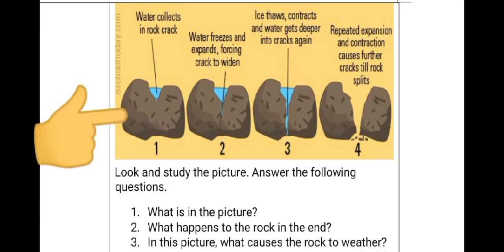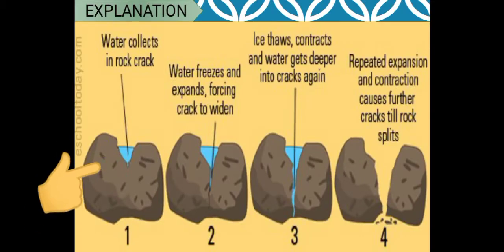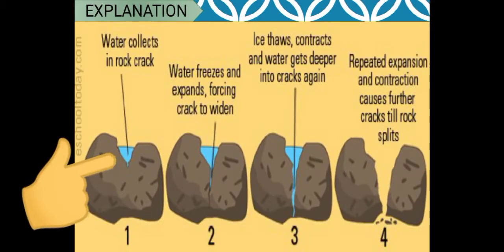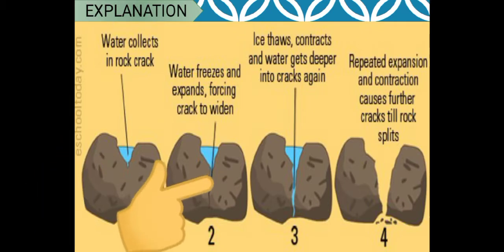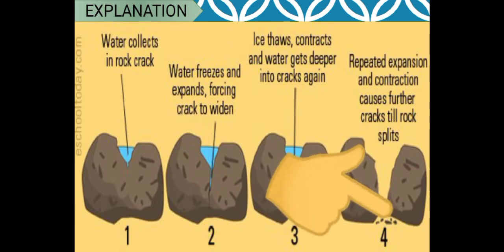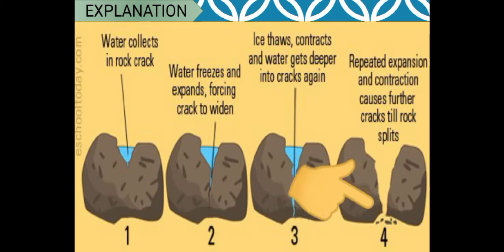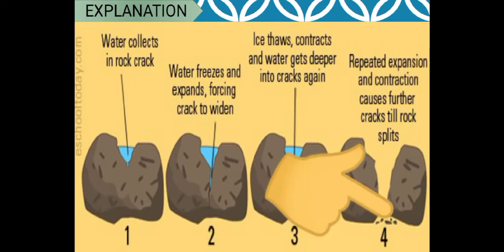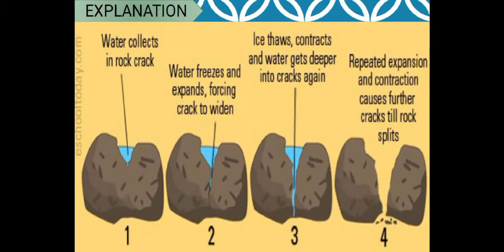Rocks first collect water, and the water collects in rock cracks. Number 2, water freezes and expands, forcing the cracks to widen. And number 3, ice thaws, contracts, and water gets deeper into the cracks again. Number 4, repeated expansion and contraction cause further cracks till the rock splits. So that's why the rocks were broken.